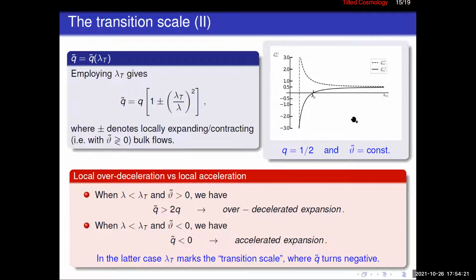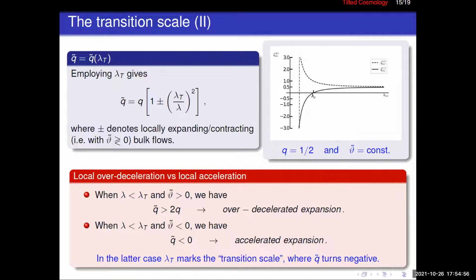And you can see that on very large scales, there is no real impact from the peculiar motion. The deceleration parameters coincide with the one in the Hubble frame. But as you go to smaller scales, if you are in an expanding bulk flow, it becomes more and more positive. If you are in a contracting one, it drops, it crosses the zero threshold at the critical length, the transition scale, and then keeps dropping. And somewhere here, there is a nonlinear cutoff, because the linear analysis breaks down and nonlinear effects need to be taken into account. Okay.